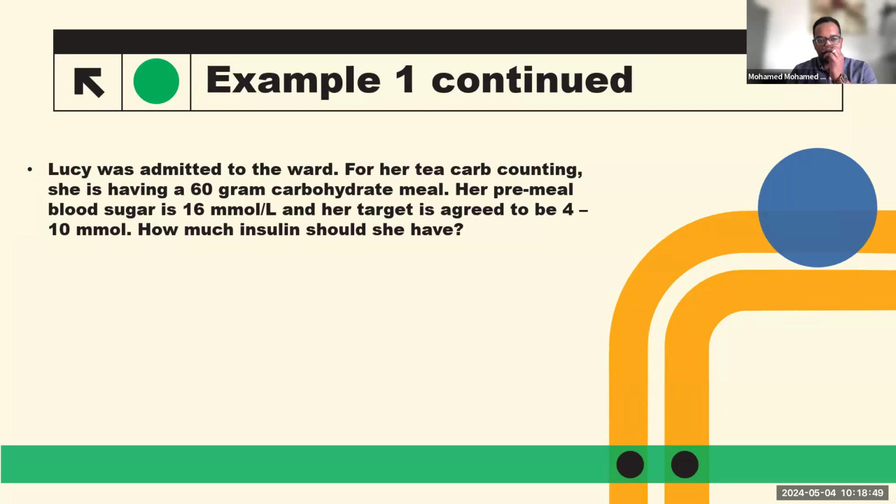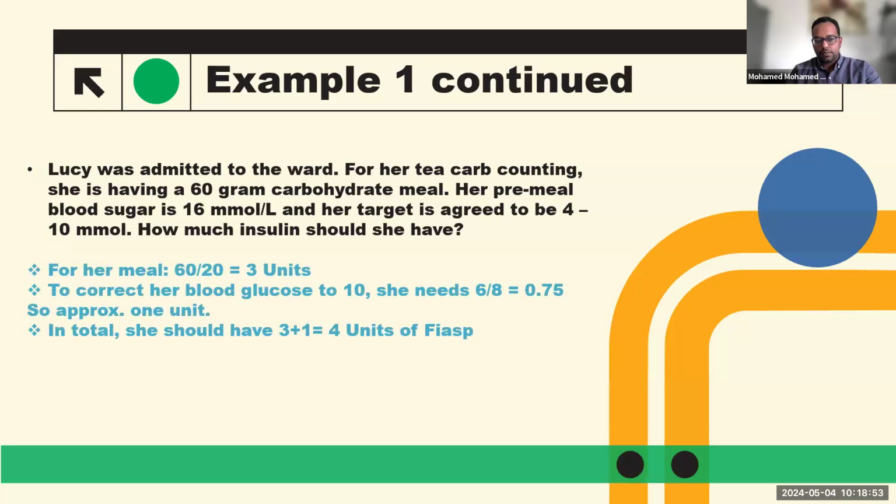just giving people time. So for her meal, we cover her carbohydrate. We cover her carbohydrate meal because she needs the ICR to cover her carbohydrate. 60 grams divided by 20 because her ICR is 1 to 20. So she will need 1 unit for each 20 grams. She's having 60 grams. This means that she needs 3 units to cover for her meal.